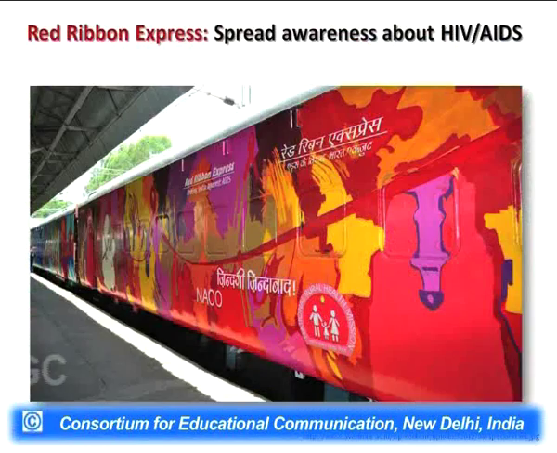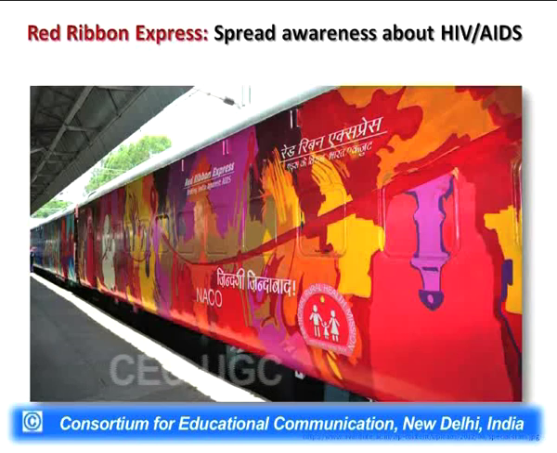The government of India, in a very innovative way, started an exhibition train which is called the Red Ribbon Express on 1st December. This train is released each year on 1st December, and this train travels throughout the country spreading awareness about HIV and AIDS.